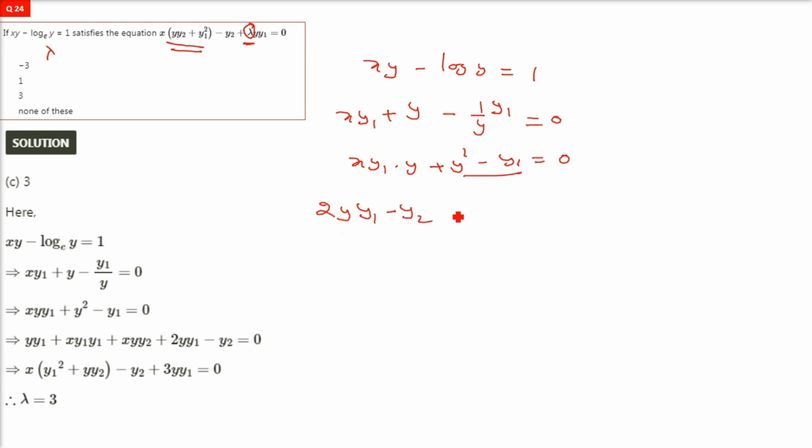y square gives 2y, then differentiation of y is y1. Differentiation of y1 is y2. Now doing x y1 y. Now x y1 will remain there, whereas differentiation of y will be y1. Now let us take y1 and y untouched, and differentiation of x will be 1.